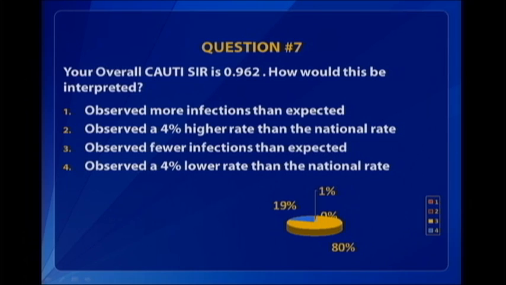So, 80% of you said the answer was number 3, you observed fewer infections than expected. 19% of you said number 4, that you observed a 4% lower rate than the national rate. The answer is actually number 3.